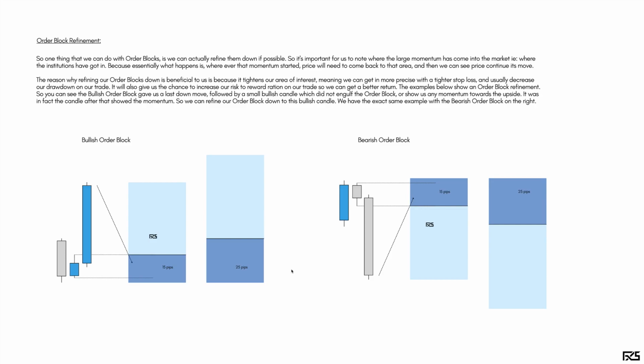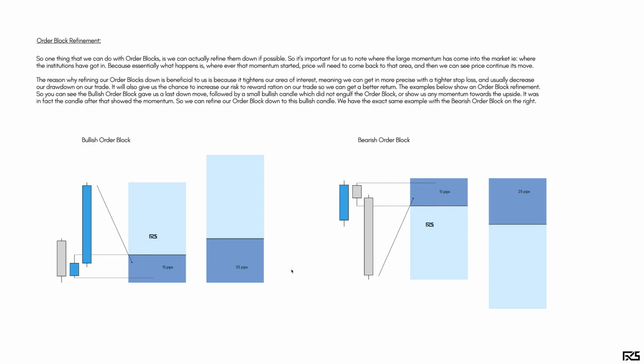The reason why refining our order blocks down is beneficial to us is because it tightens our area of interest, meaning we can get in more precisely with a tighter stop loss, and usually decrease our drawdown on our positions. It will also give us the chance to increase our risk to reward ratios on our trade, so we can get a better return on investment.